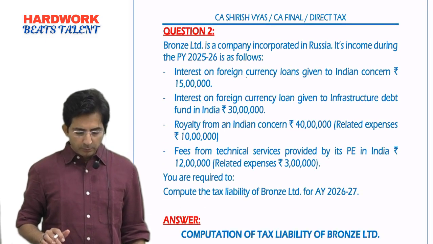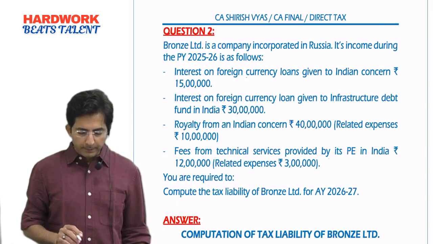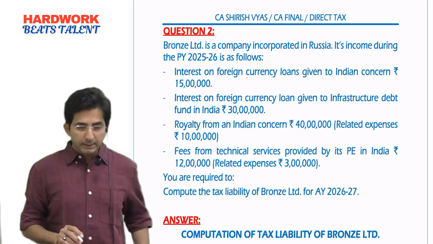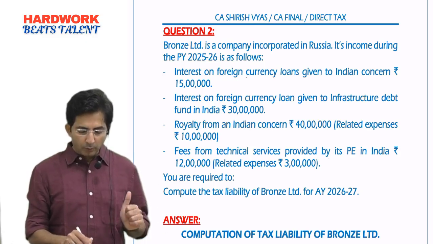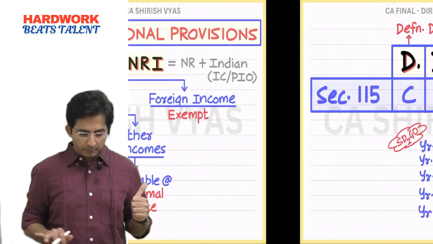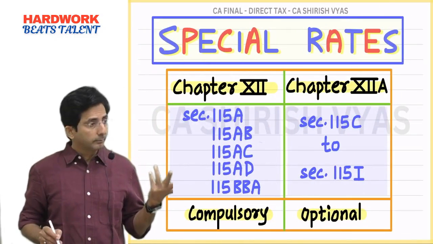See question 2, what was given? Bronze Limited is a company incorporated in Russia. In this topic, you will have to figure out which section the question is on.